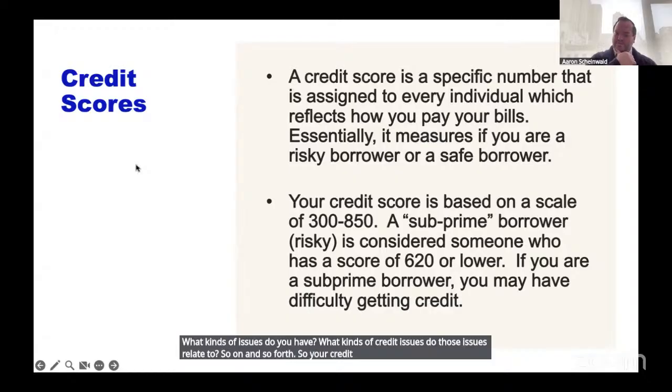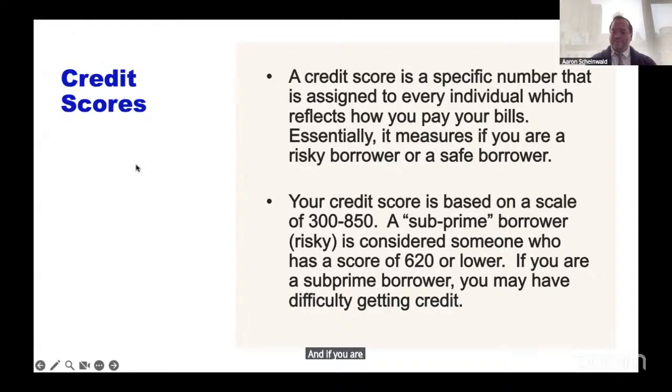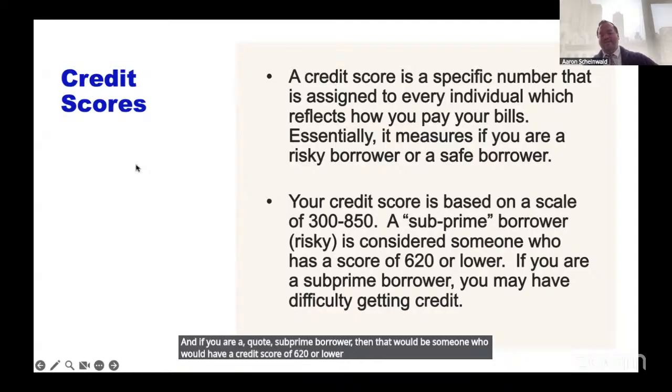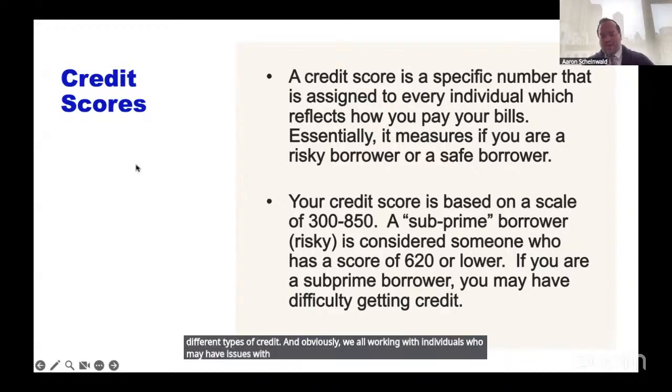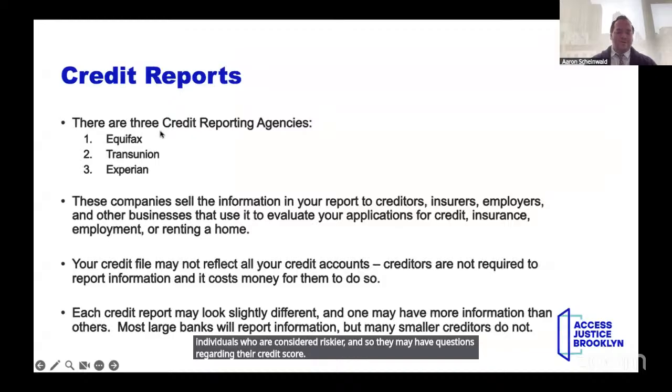So your credit score is generally going to be in the 600 to 800 range, but credit scores range from 300 to 850. And if you are a so-called subprime borrower, that would be someone who would have a credit score of 620 or lower. If you are considered a subprime borrower, then you, of course, may have some issues getting credit. That may not mean that you don't have access to credit at all, but it may mean that you have access to different types of credit. And obviously, we are all working with individuals who may have issues with paying rent or paying their credit card bills or personal loans or student loans. We are working with a lot of individuals who are considered riskier, and so they may have questions regarding their credit score. So let's talk about some of the basics related to that.